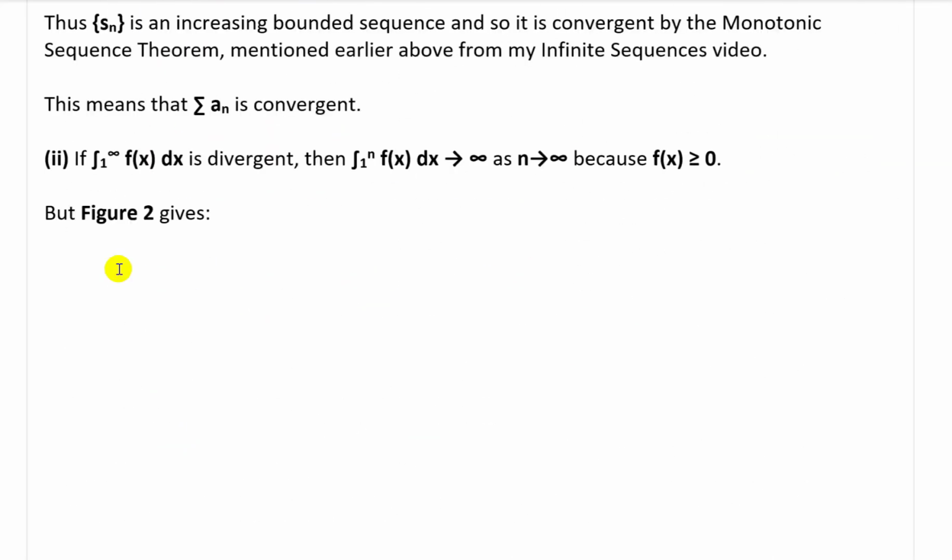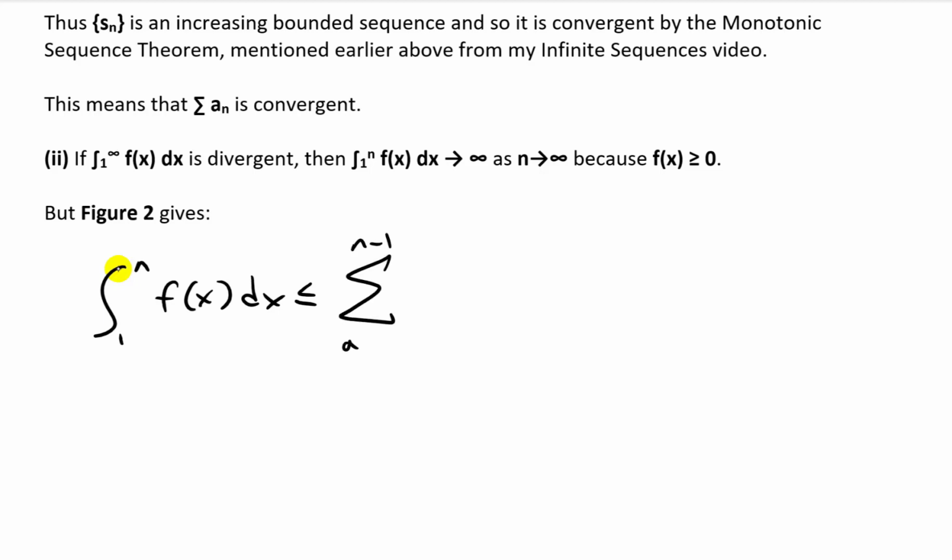So let's write this down. Figure 2 gives an inequality: the integral from 1 to n of f of x dx is less than or equal to the summation from i equals 1 all the way to n minus 1 of ai. This again equals a1 plus a2 and so on, all the way to a(n minus 1). This is just the partial sum of n minus 1, so S of n minus 1.